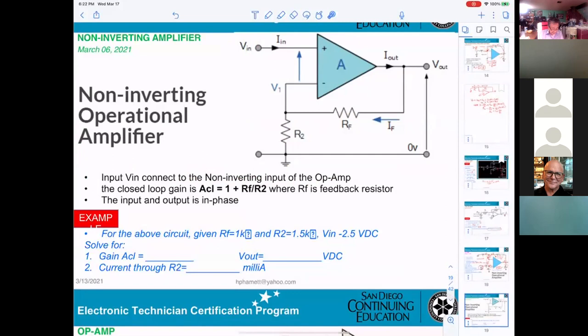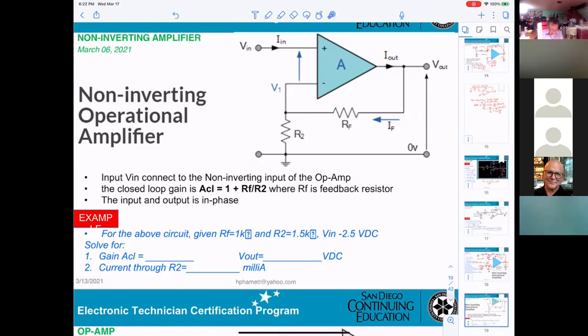The closed loop gain will be 1 plus RF over R2, where RF is the feedback resistor. Input and output are in phase. Now if you want to calculate the gain, ACL will be 1 plus RF over R2, okay? If they give the values here, you are able to do the calculation. And if they give you Vin as minus 2.5 volt, you can calculate the Vout.